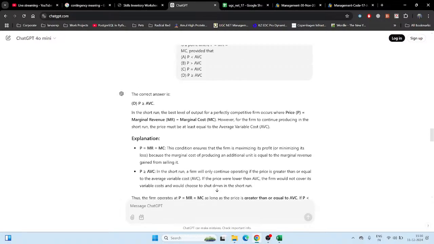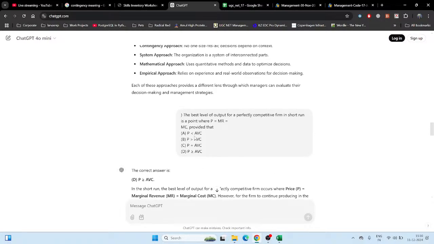Okay, average variable cost. They are saying price will have two components: one is the variable cost and the other is the fixed cost. So if the price is only equal to average variable cost, who is covering the fixed cost? No one. It is a loss. If the price cannot even cover average variable cost, who will cover the remaining variable cost and who will cover the fixed cost? No one.